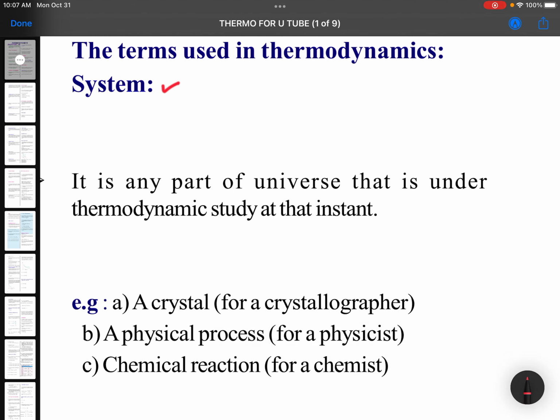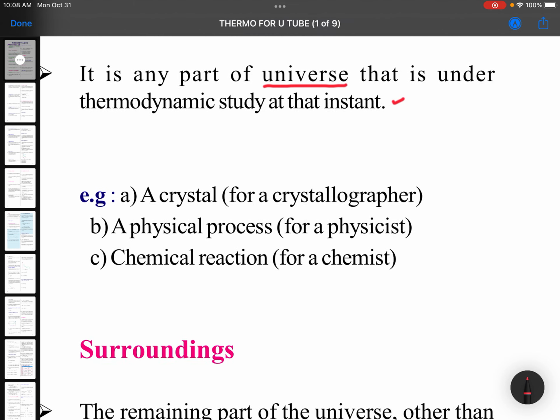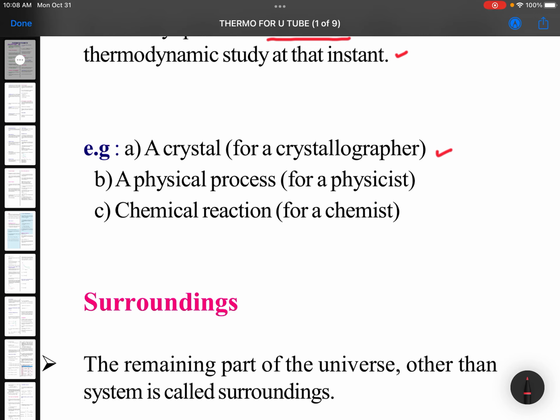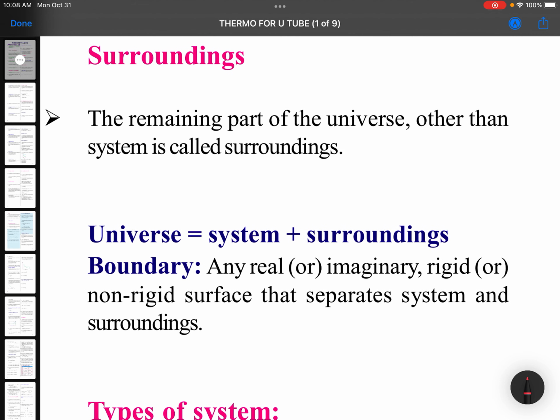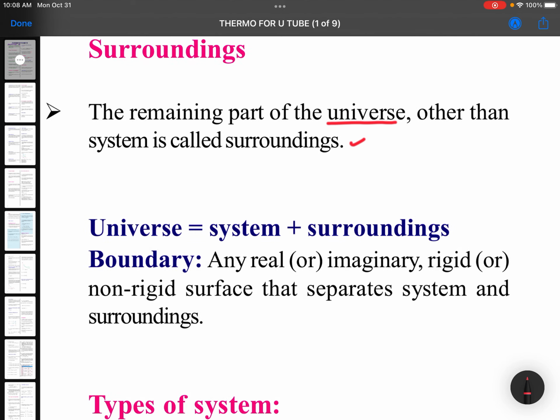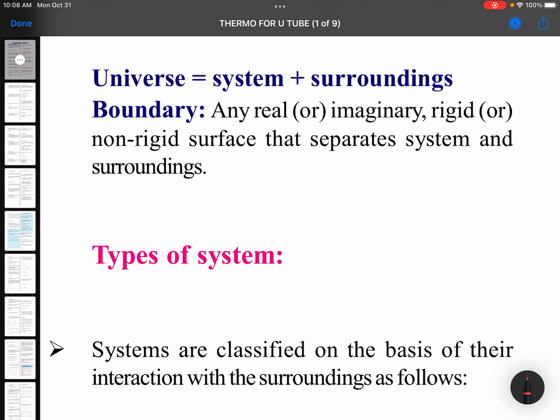First point, system. System means if I am holding this iPad, this is the system, and all the remaining universe is the surroundings. If you are holding a pen, the pen is the system, or yourself is the system, and all the remaining is the universe. It is any part of the universe that is under thermodynamic study at that particular instant. That is system. A crystal, a physical process for a physicist, a chemical reaction for a chemist, all this. Surroundings, the remaining part of the universe other than the system, is called surroundings. So universe equals system plus surroundings.